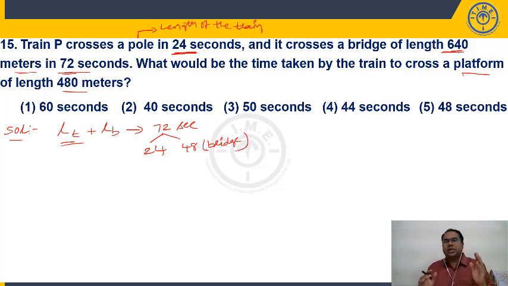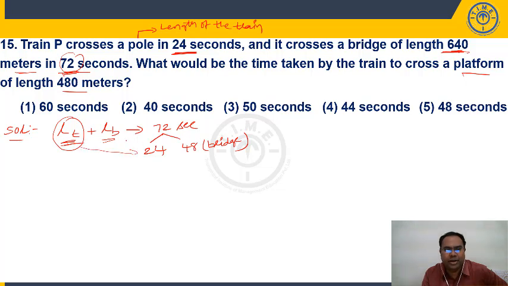So, a train is crossing a pole. When a train is crossing a stationary point, it may be a pole, telegraph pole, a tree, or a man, distance covered is the length of the train. To cover its own length, it is taking 24 seconds. To cross a bridge of 640 meters length, it is taking 72 seconds. That means out of the 72 seconds, when it is crossing a bridge, distance covered is length of train plus length of bridge. To cover its own length, it is taking 24 seconds. So 72 minus 24, to cross the bridge it is taking 48 seconds.